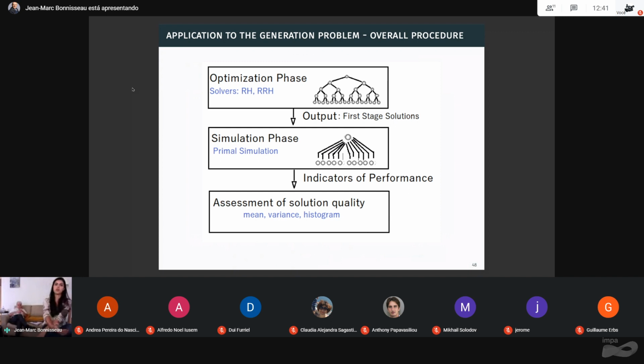So about the overall procedure of the simulation, we have an optimization phase where we use solvers rolling horizon and regularized rolling horizon. We have as output first stage decisions, and we have a simulation phase that uses these first stage decisions to simulate more scenarios and different scenarios in the second stage problem. From this simulation phase, we have some indicators of performance, for example, the mean, the variance, and the histogram of price signals.